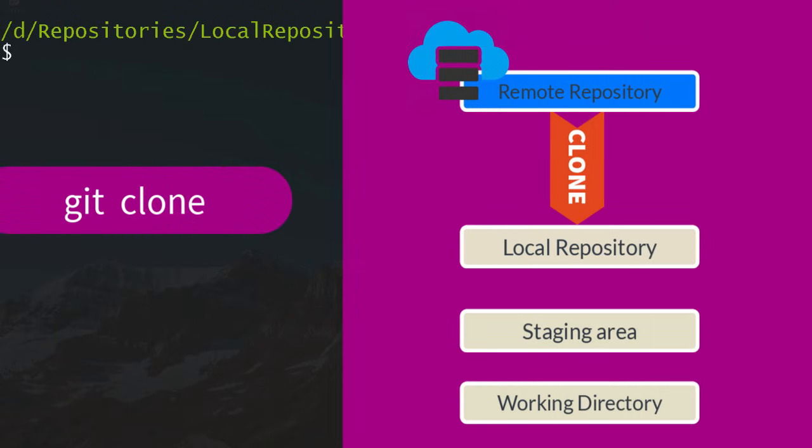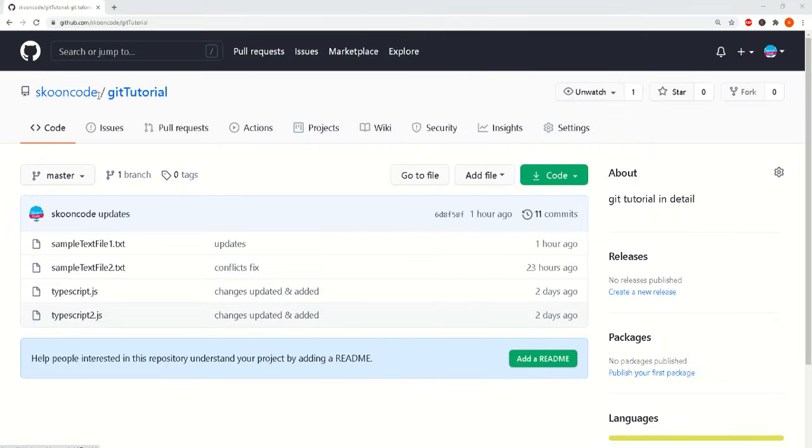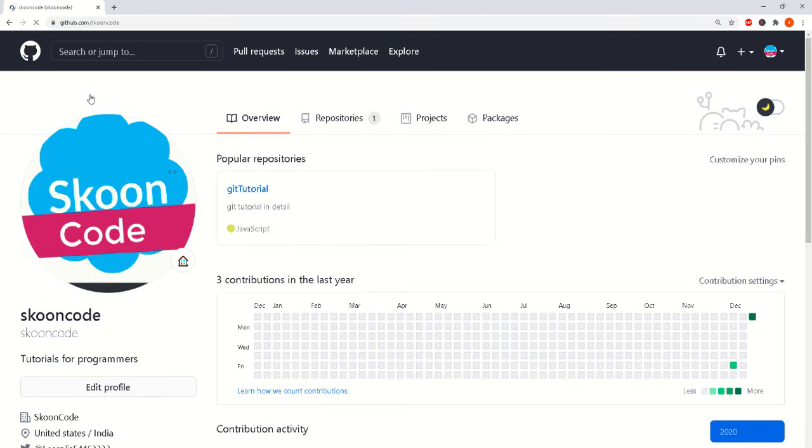Git clone. Git clone command is a Git utility, and we use this git clone command to copy an existing remote repository into a local system. So to understand it better, let's take an actual example. Let's go to GitHub remote repository. Let's go to the Git profile page to create a new repository.